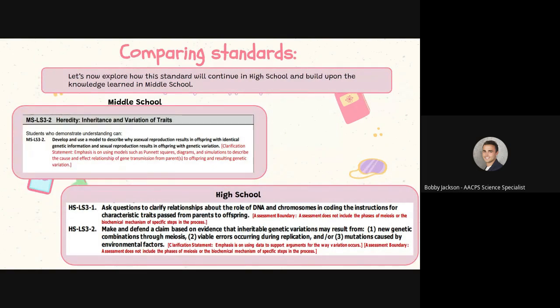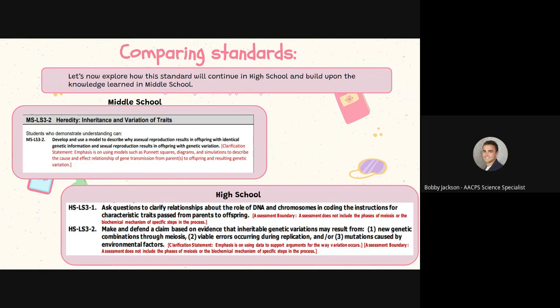Let's compare the standard to that of the high school standard. Again, at the middle school level, the standard says that students who demonstrate an understanding can develop and use a model to describe why asexual reproduction results in offspring with identical genetic information, and sexual reproduction results in offspring with genetic variation.